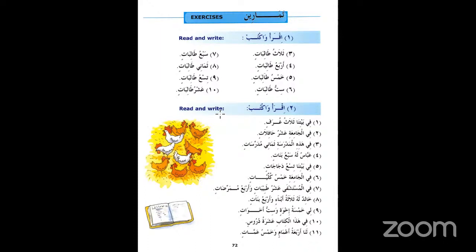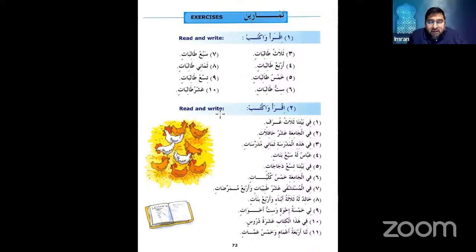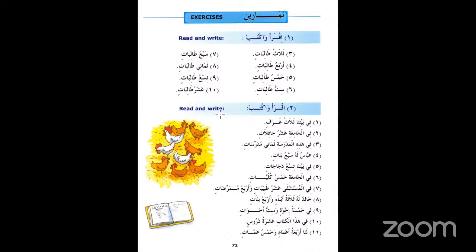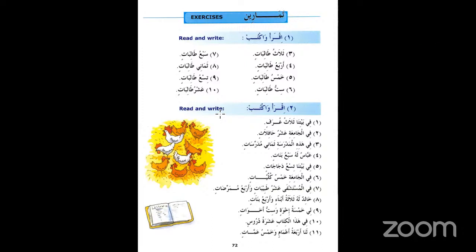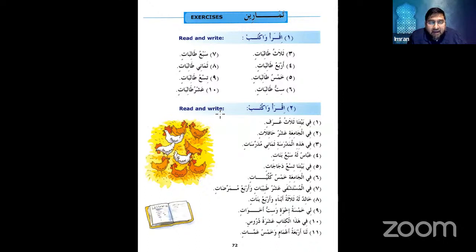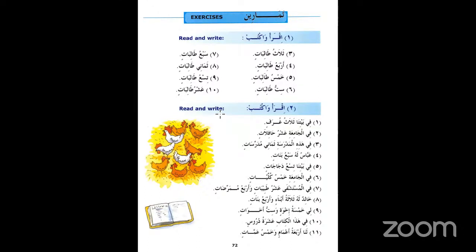Jamiati ashru hafilatin. Correct. In the university here now, there are hafilatin. Hafilatun is a bus. So in my university there are 10 buses. Correct. Hafilatun is singular and hafilatun is the plural. Okay, I'll note that.